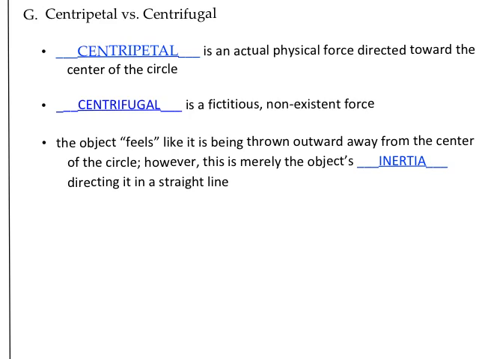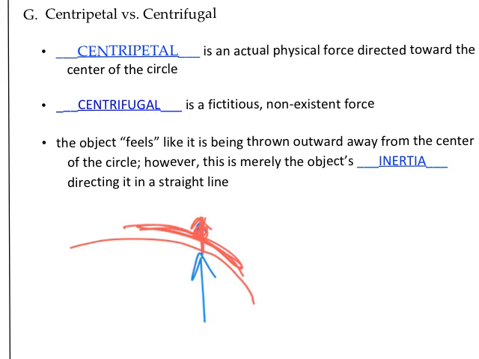However, this is merely the object's inertia being directed in a straight line. So if you think about you're trying to go forward and then all of a sudden the car you're in makes a sudden turn, your body's inertia is still trying to move in that forward direction that you originally had in a straight line, but the car is moving and turning, so you're actually hitting that outside of the car. So you feel like you're being thrown outward, but you're actually just simply trying to continue in that original straight line. On your test, I will ask you the difference between these two.